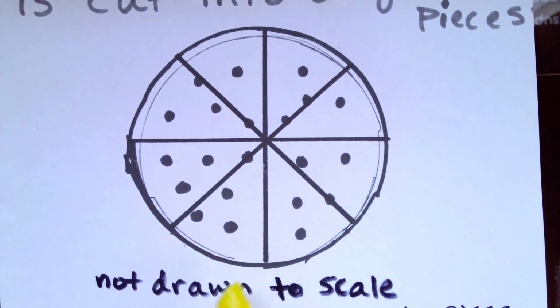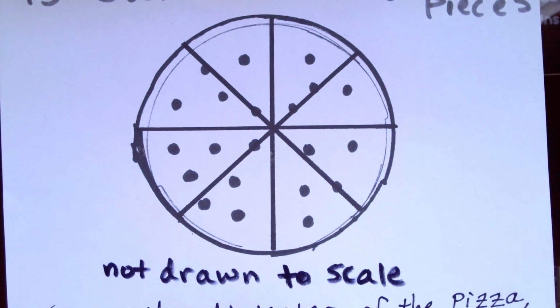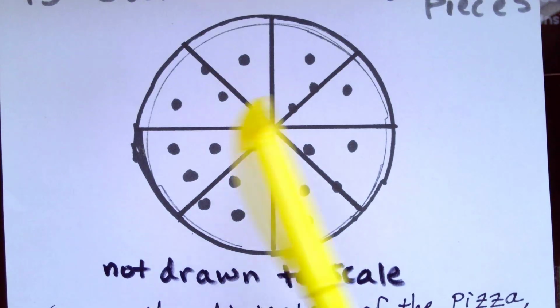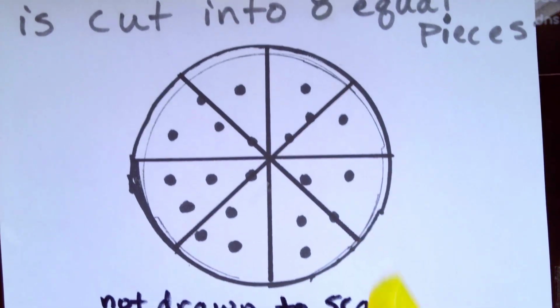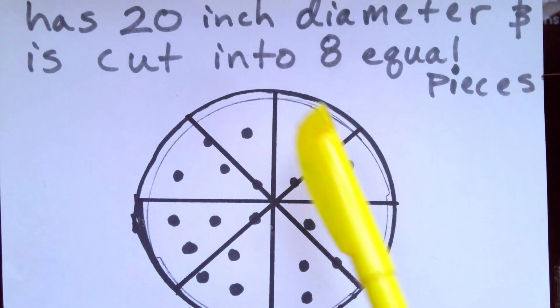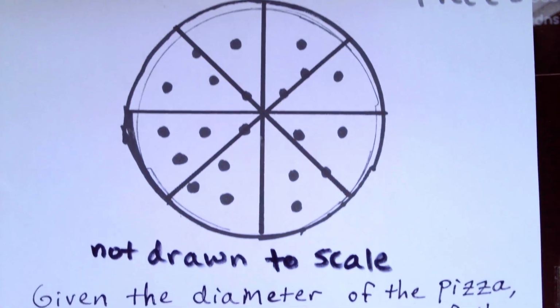Now, not drawn to scale, that simply means I did my best. If you were to measure this pizza pie out, the pieces would not match. But according again to the instructions, there's 8 equal pieces. Each one of these is exactly the same with a 20-inch diameter.